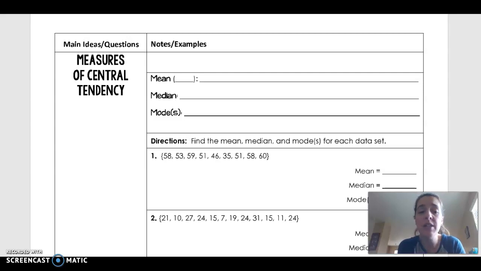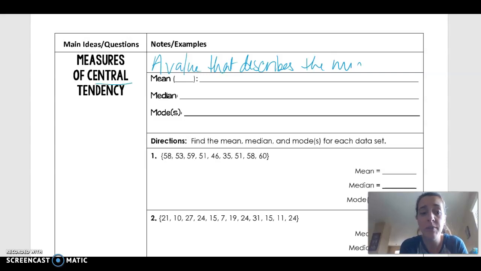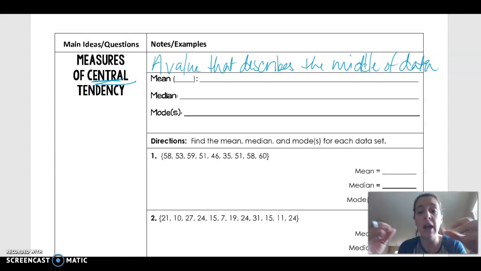So our first thing is just what is a measure of central tendency. It's a value that describes the middle or the center, right? The center, the middle of the data. So here we're still looking at data sets, but now we're looking at the stuff that describes the middle. Now there's different ways to find the middle. So let's look at those three to start with.